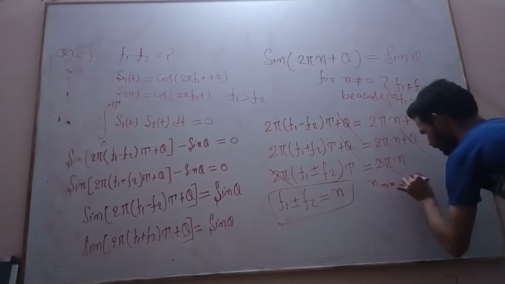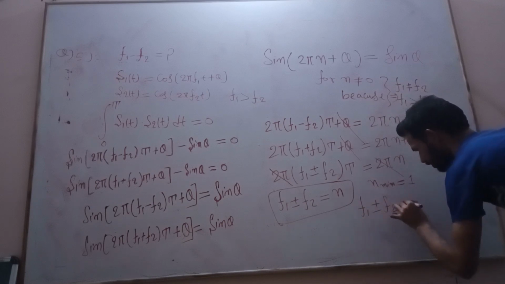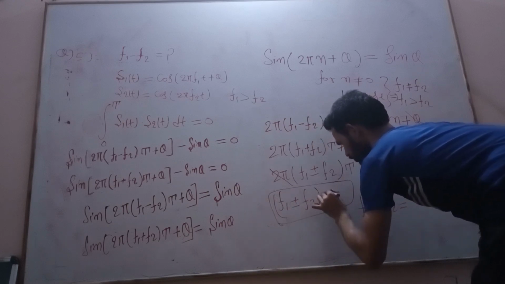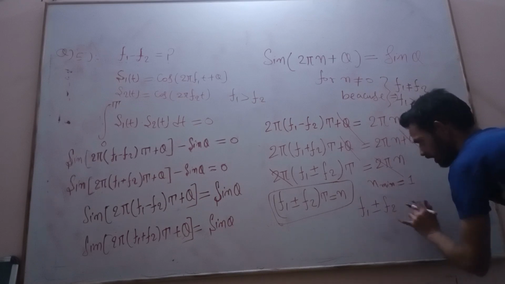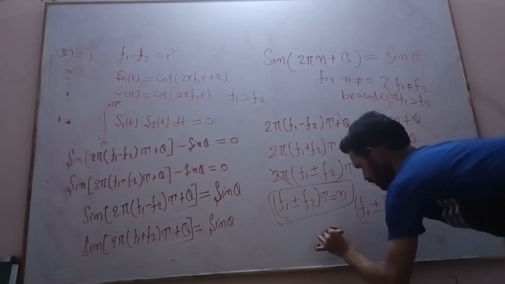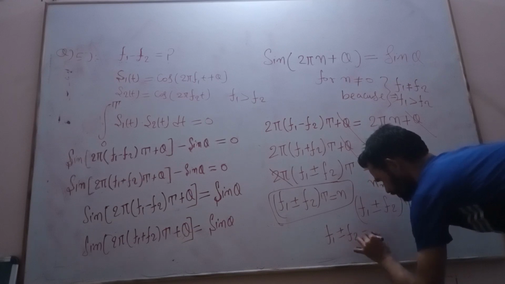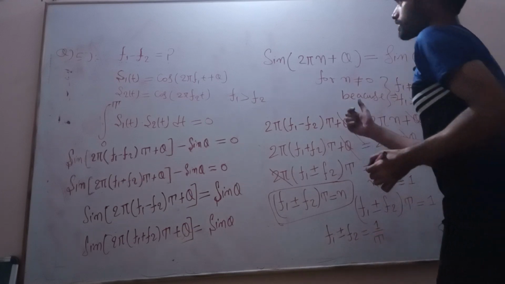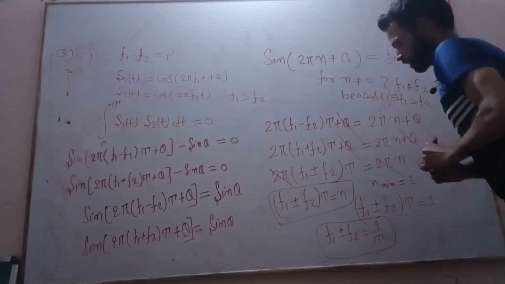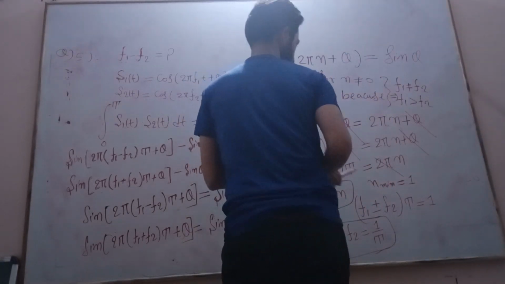And this n minimum is equal to 1. So therefore (F1 plus minus F2)t is equal to 1. So F1 plus minus F2 is equal to 1 by t, and hence we can write the final answer as this. Okay, so this one is the final answer: F1 plus minus F2 is equal to 1 by t.